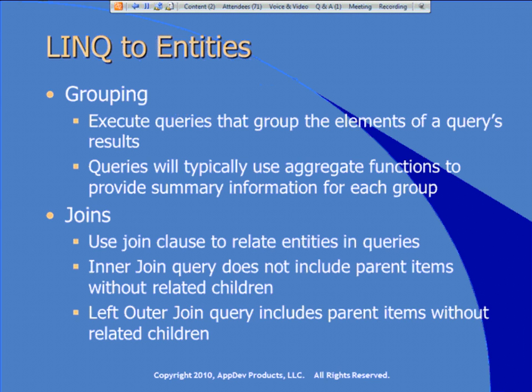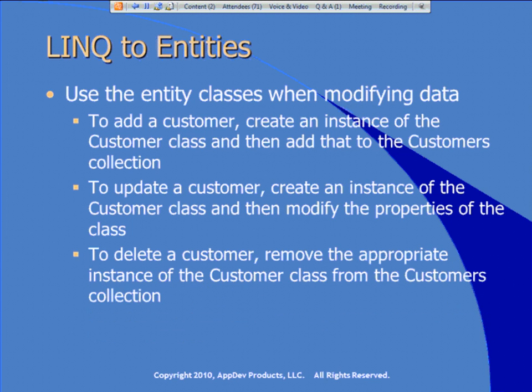We can group, so show me revenue by year, and then we will see examples of joins, particularly to highlight the difference between inner joins and outer joins. Inner joins being only parents that have children. Outer join is all parents regardless of whether or not they have children. And then we can use the entity classes to modify data.